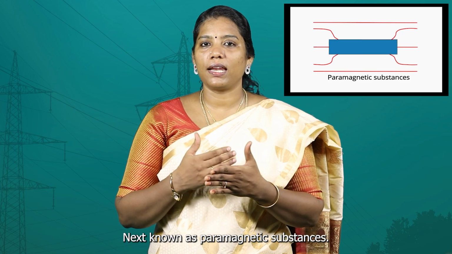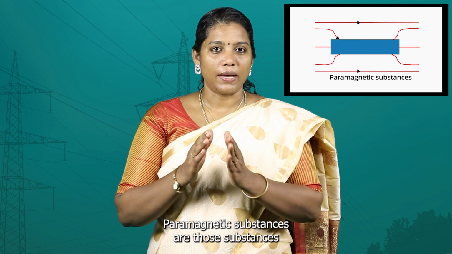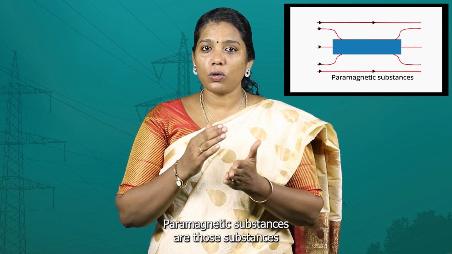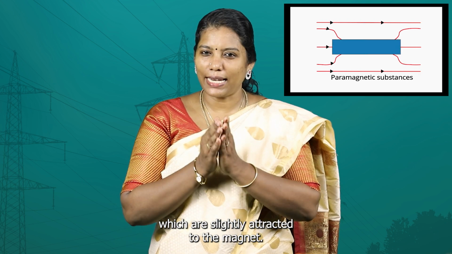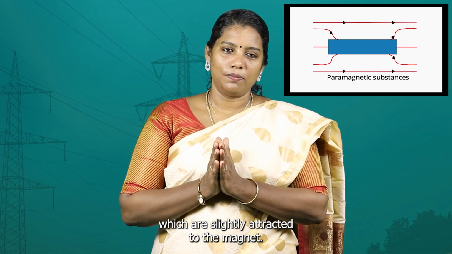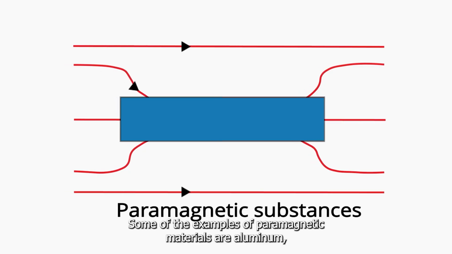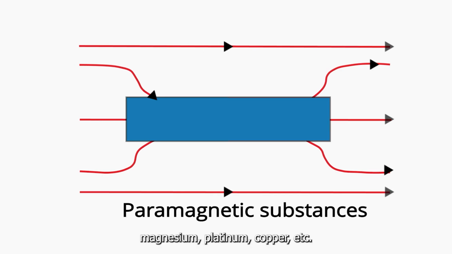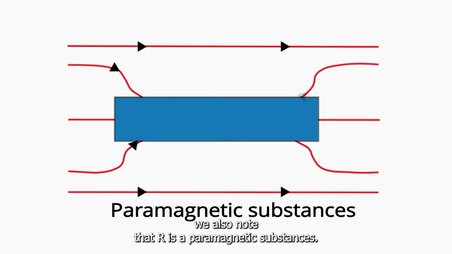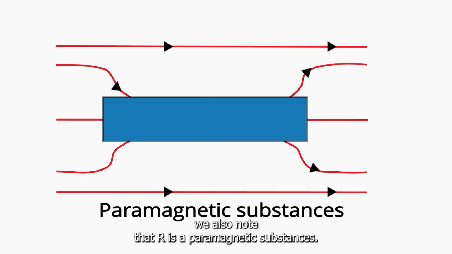Next one is paramagnetic substances. Paramagnetic substances are those substances which are slightly attracted to a magnet. Some examples of paramagnetic materials are aluminum, magnesium, platinum, copper, etc. We also note that air is a paramagnetic substance.